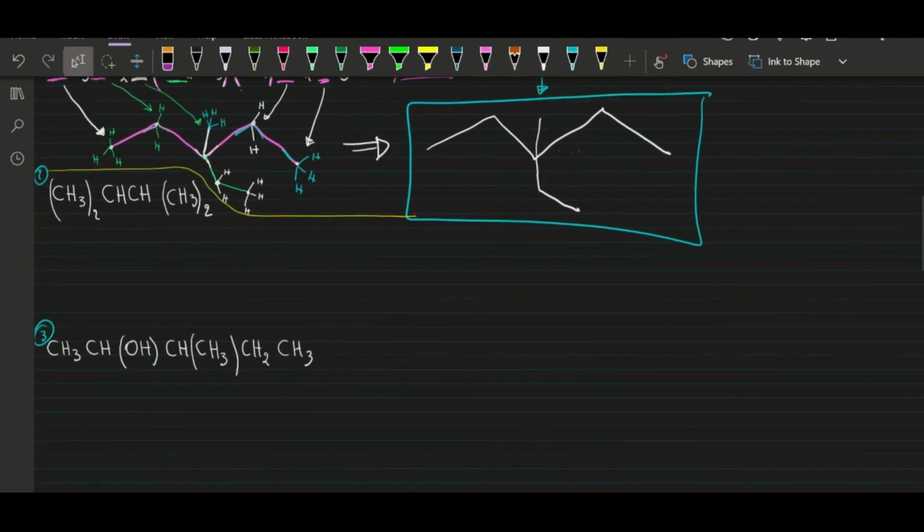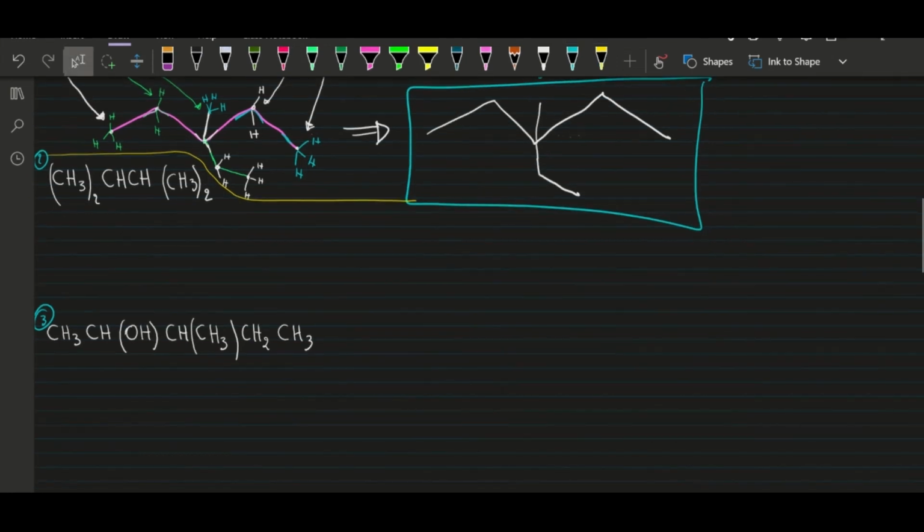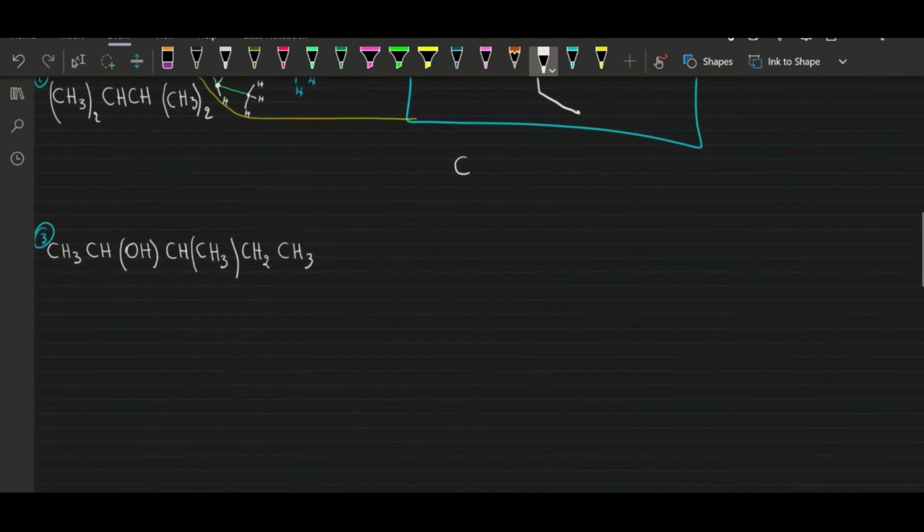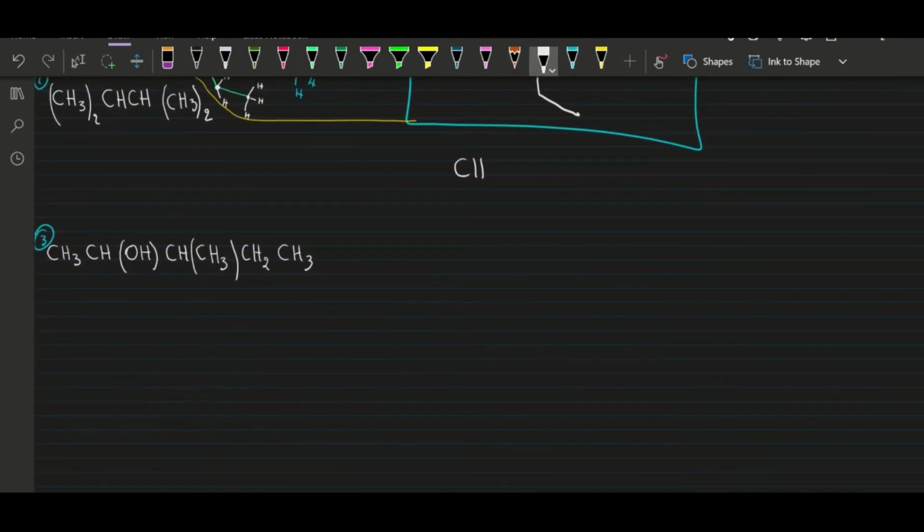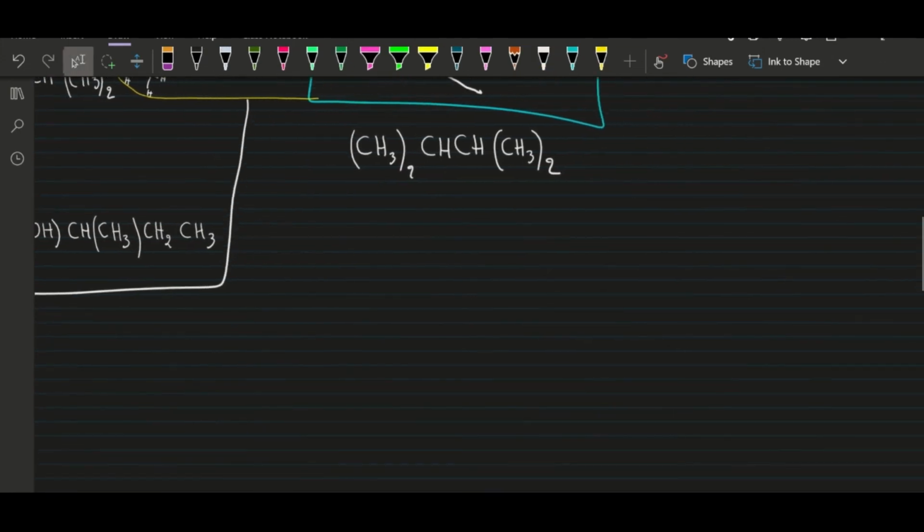See if we can find some space here. Didn't think it was gonna be that big. Okay. This one is a little bit tricky. Let me rewrite it here bigger so you can see what I'm doing. CH3.